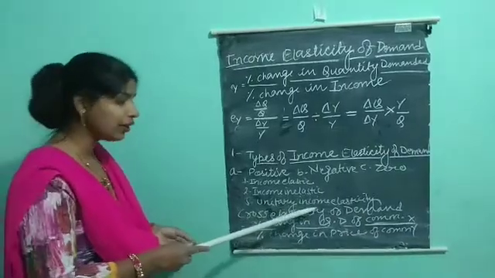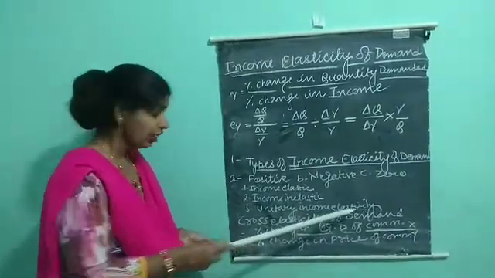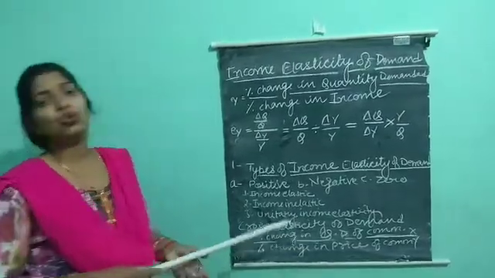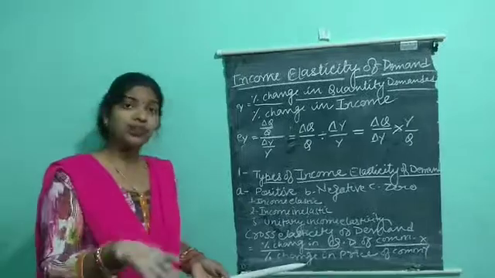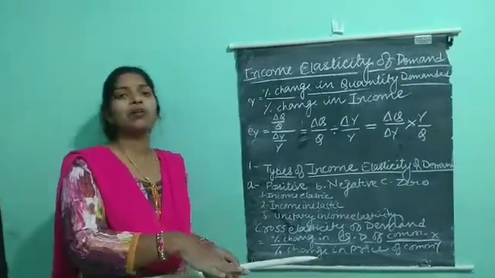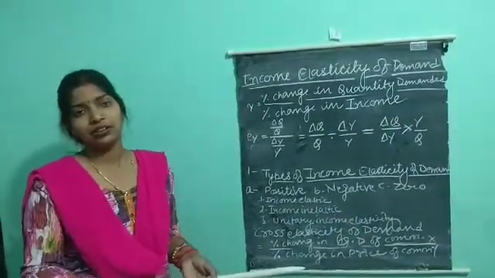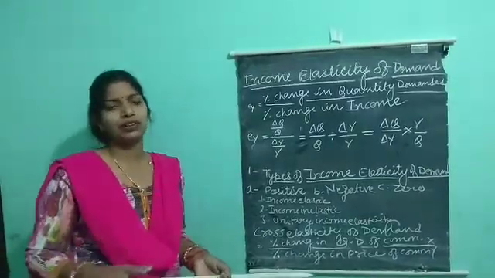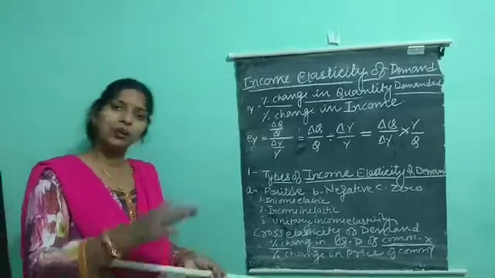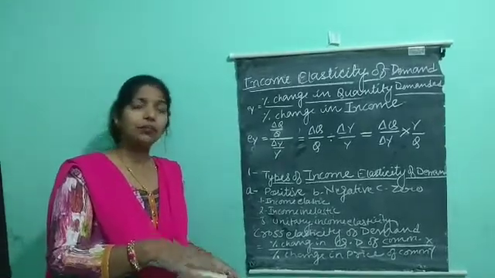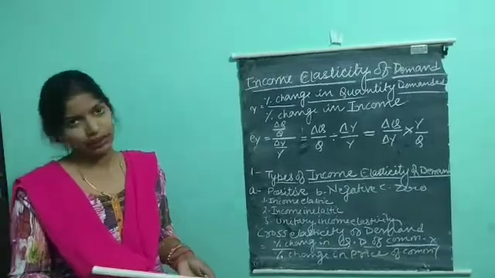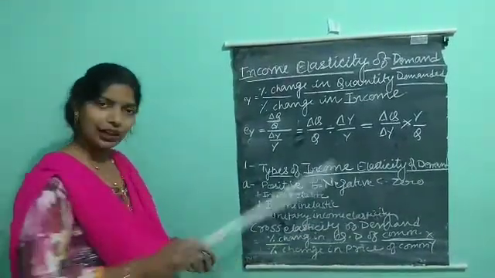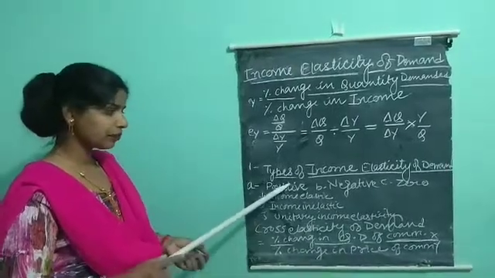And third is unitary income elasticity. Unitary means equal to 1. Equal to 1 means if income changes by 10%, demand also changes by 10%. It means increase or decrease, because change may be an increase or a decrease. If the change in income is 10%, then the change in demand is also 10%. This is called unitary income elasticity. Right? All these three points clear?